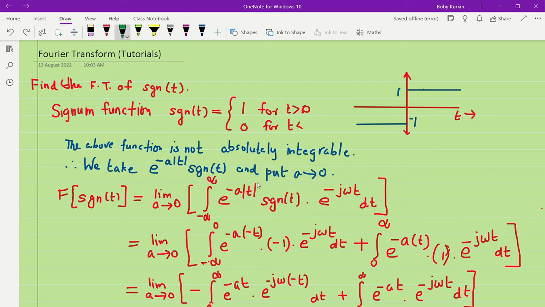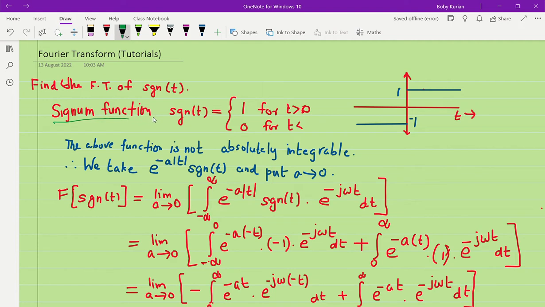Hello, welcome back. So, we are studying about Fourier transform. In this session, let us see the Fourier transform of some of the common functions. First of all, let us see the Fourier transform of sgn of t, that is the signum function.